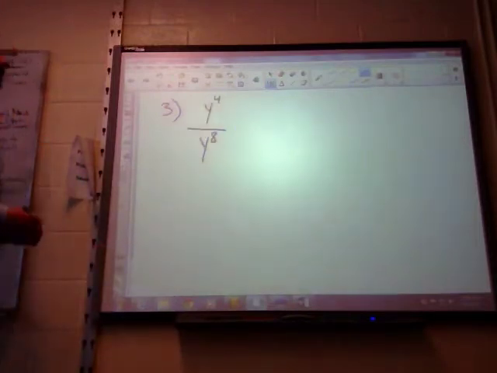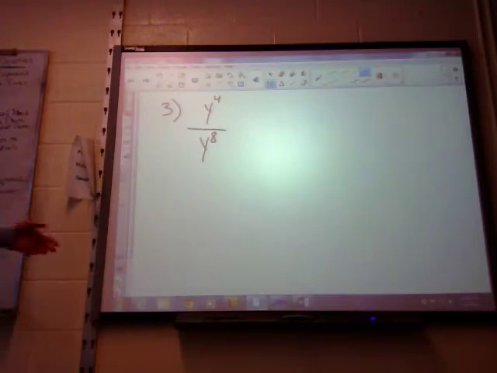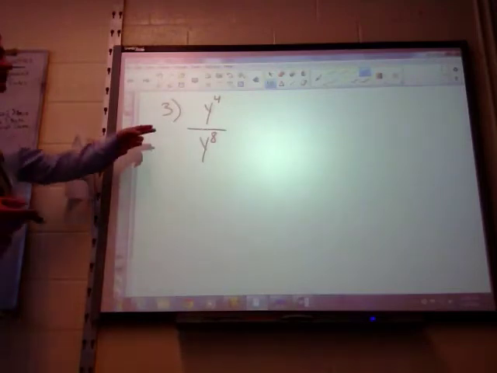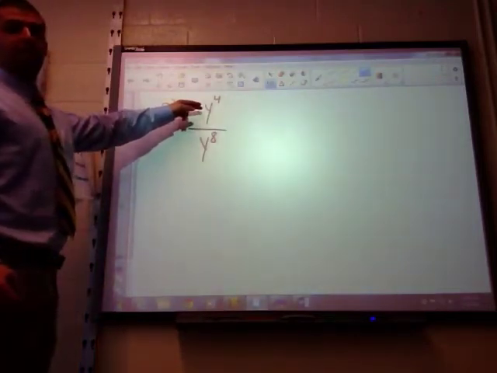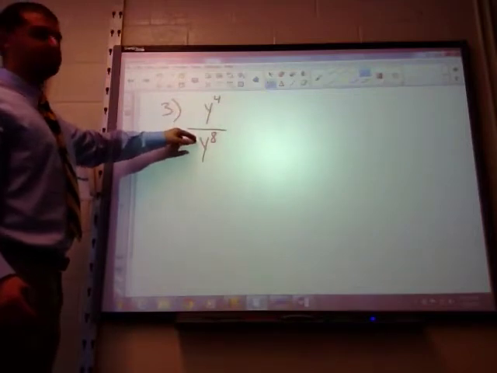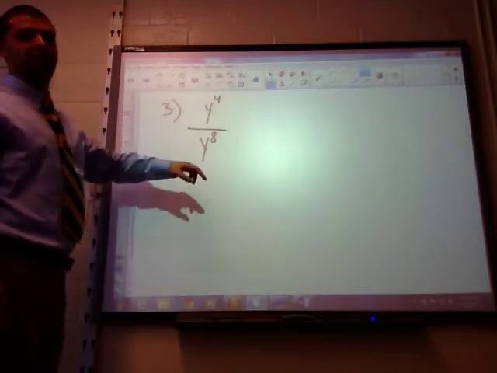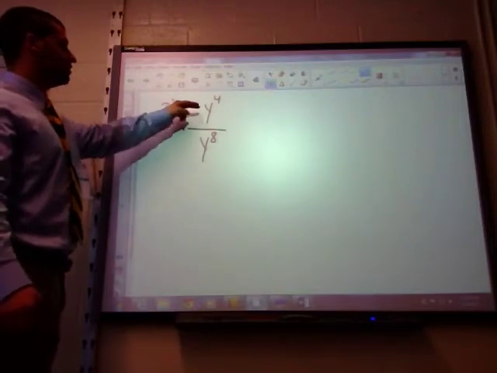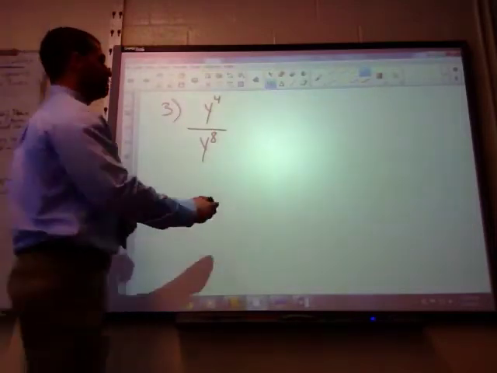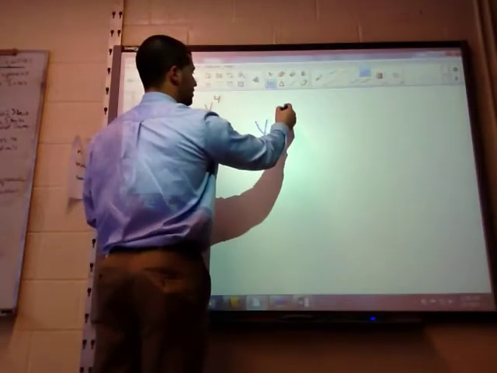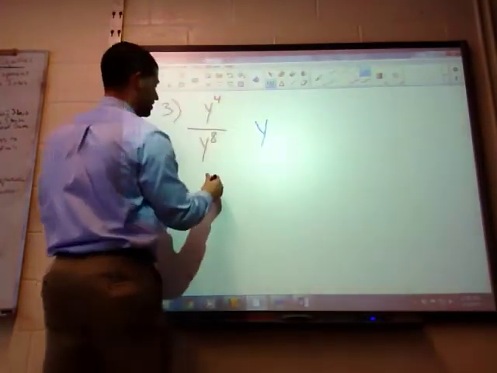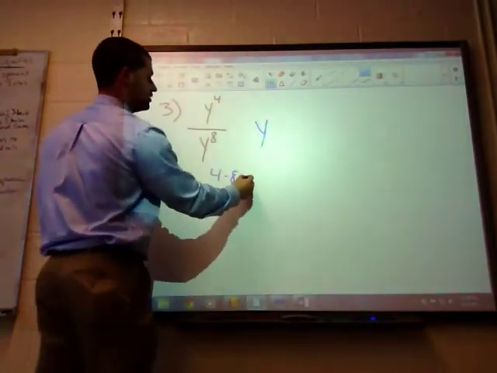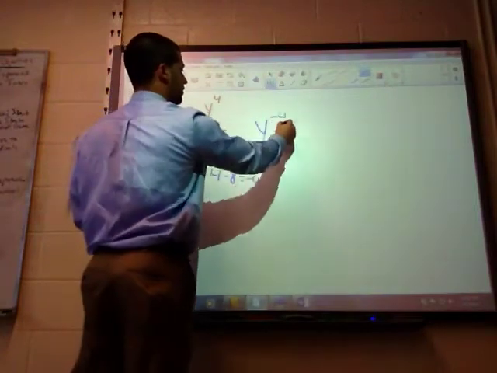Example 3, y to the 4th over y to the 8th. Well, these are both positive. But when you divide, when you have the same base, you would subtract the exponents. Alright? Remember we did this in class. Same base, division, subtract the exponents. So you have y to the, let's see, 4 minus 8 is negative 4. So you have y to the negative 4th power.